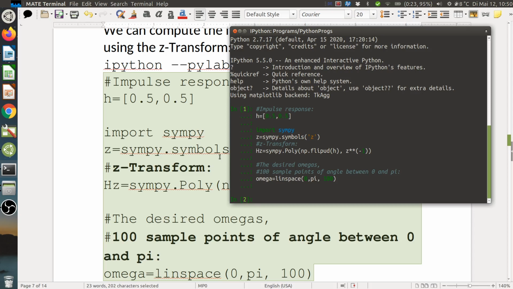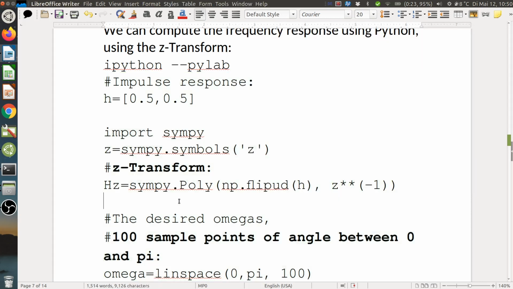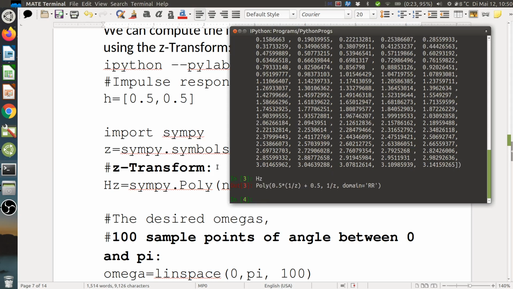Yes, so that works. So here we have omega. You can see these are our frequency samples between 0 and pi, and we have 100 samples in those. We can also take a look at H of z. So H3, our z-transform, simply consists of this polynomial, 0.5 times z to the minus 1 plus 0.5. And our variable for the polynomial is 1 over z, z to the minus 1.